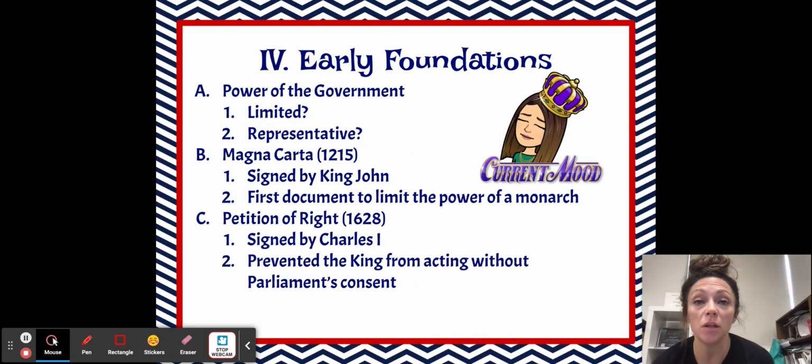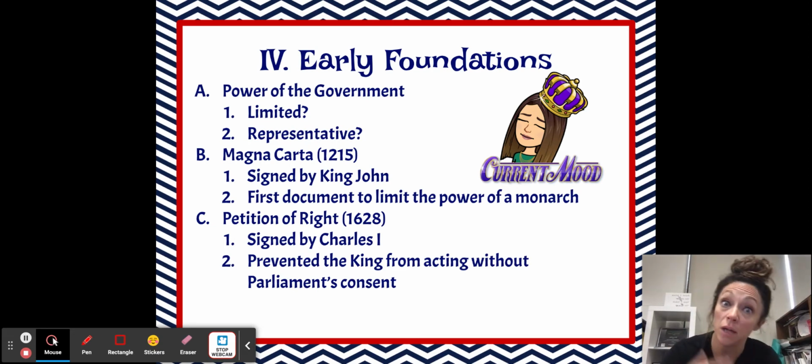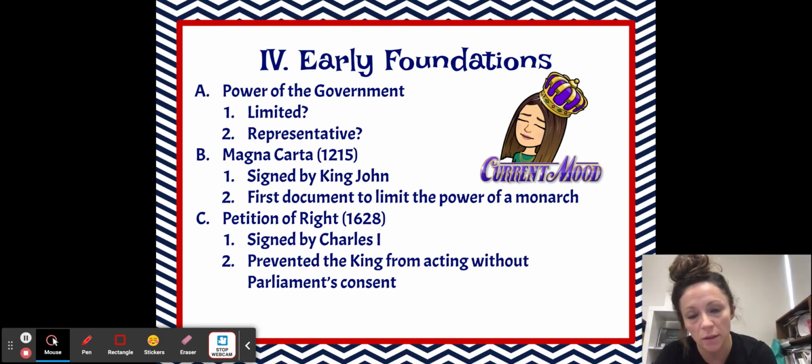Today we're going to be talking about the early foundations of American government and where we got the ideas that we did to create the government that we have today. So starting off with A, the power of government. You guys know through your study of American history that our founding fathers wanted our new national government that they were creating to be weak, okay? They didn't want it to be super duper powerful because that's what we had under Great Britain. We didn't want to go down that road again, okay?